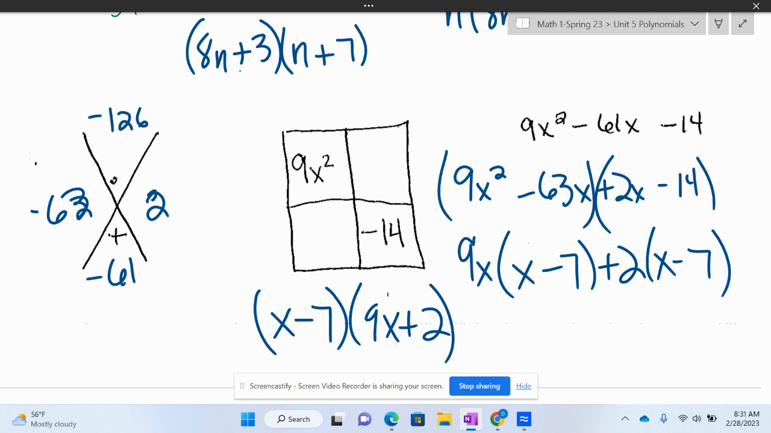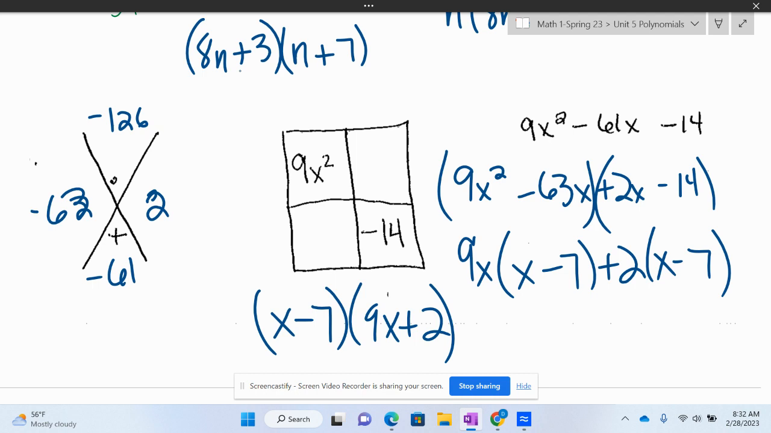Okay. So we're using the grouping method that we did yesterday. Or which method do you like better? Then use the box. Hayden used the box. He likes the box better. So we're going to put the 2x. It doesn't matter where we put them. So I'm going to put the 2x here and the negative 63x right here. So greatest common factor between 9x squared and negative 63x.